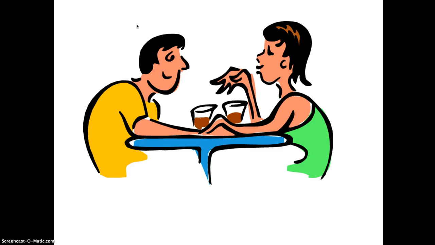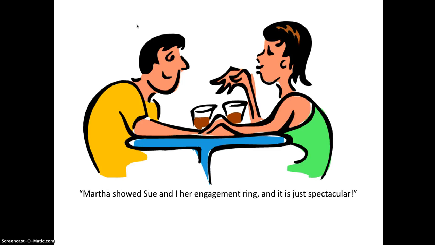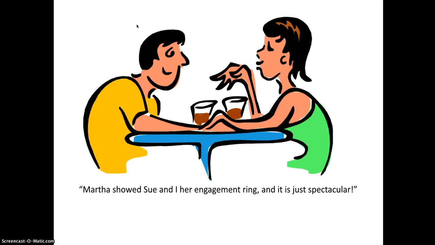Because of this, we have the idea ingrained in our minds that we should always say "Sam and I" or "so and I." For example, on this slide, someone is saying, "Martha showed Sue and I her engagement ring, and it is just spectacular." This is not correct, and I'll explain why and how to correct it in a moment.